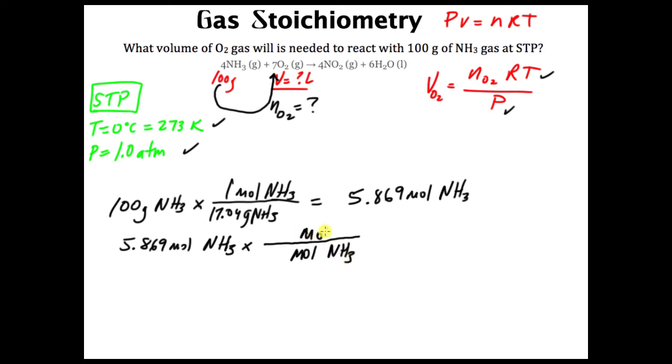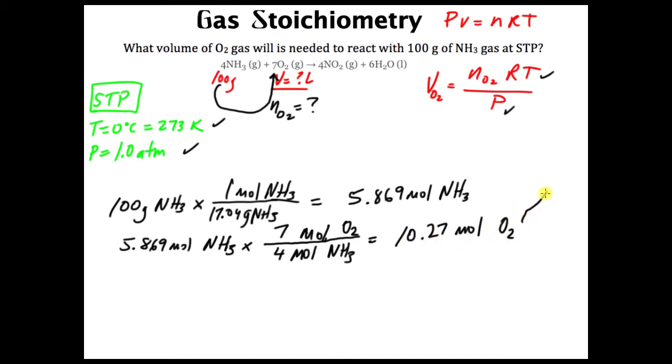And I'm going to convert this to the moles of oxygen. So that would be a 7 to 4 ratio. When I end up calculating that, I get 10.27 moles of oxygen. Alright, so now I have my moles of oxygen.